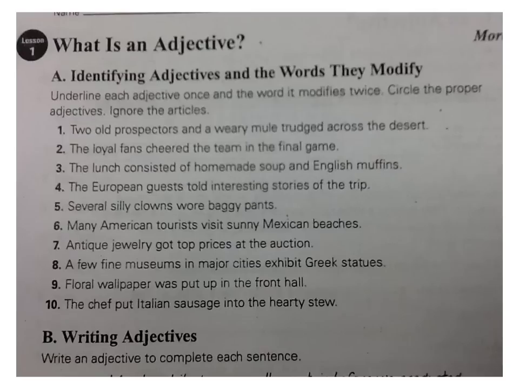Alright, now that you've done our first exercise, here's the next exercise. This asks you to identify an adjective and the word it modifies. So it says to underline each adjective once and underline the word it modifies twice. It also wants you to circle the proper adjectives. Here, I'll show you how to do the first one. Since these adjectives two and old are modifying prospectors, we underline two and old once and prospectors twice. Look for another adjective modifying a noun in this sentence.